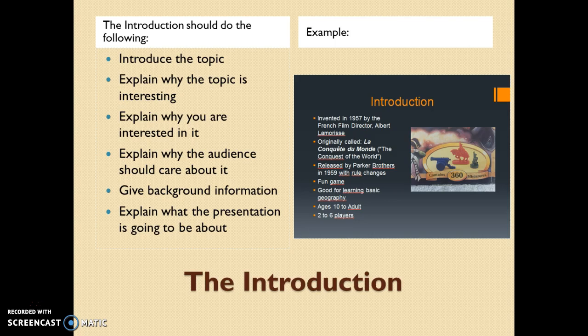Our next slide is the introduction. So the introduction should introduce the topic, explain why the topic is interesting, why the audience should care, give some background information, and explain what the presentation is going to be about. This isn't a great example of a presentation. However, you can see that I have a picture, I have a heading, and I have some information.